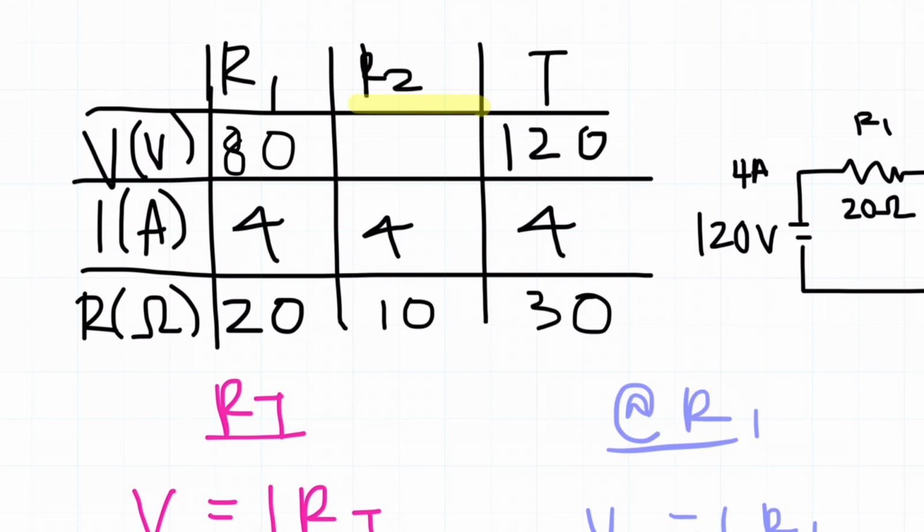If you look at resistor 2, you can use Ohm's law again to calculate the voltage drop across resistor 2, or if you remember that the voltage drops all add up to the total voltage, then you can use that as well. So for example, here we know that 80 plus 40 should equal 120. Also, if you really want to check, you can plug the numbers back into Ohm's law and see if this equation holds true. So let's go ahead and try that.